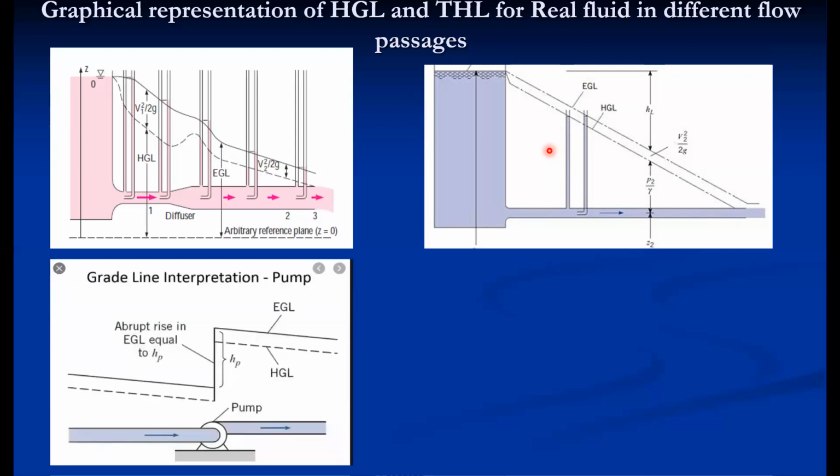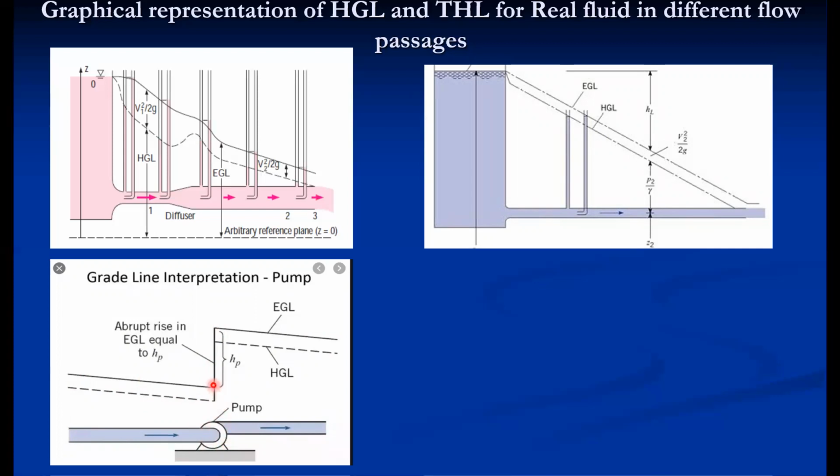This is another variation, you can say. Here, if the pump is installed in between, suppose these are the horizontal lines, so this is EGL. Sorry, this is hydraulic gradient line, HGL. This is EGL. And there is a sudden, abrupt rise in EGL, because some energy is imparted to the fluid with the help of the pump.